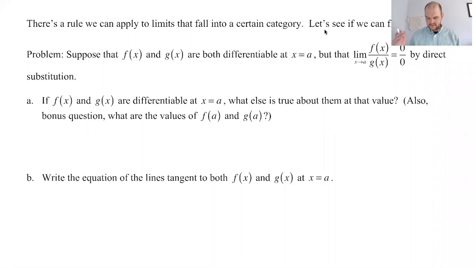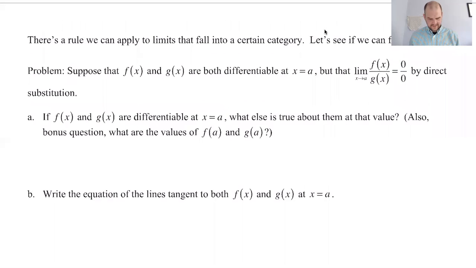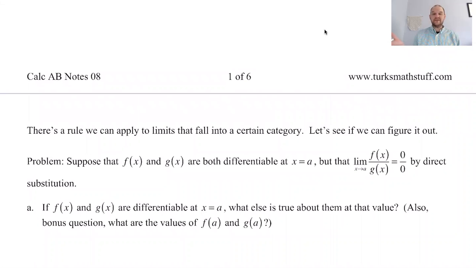All right, I'm back. We're talking about page 2 of note 6. Nope, page 2. What are we on? Page 2 of notes 8 of Calc AB.